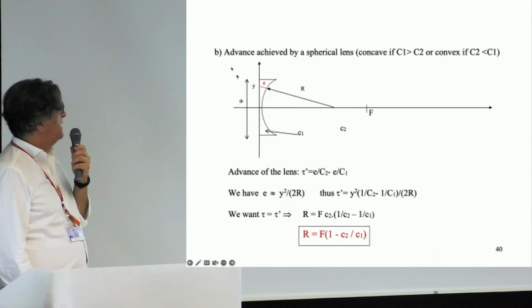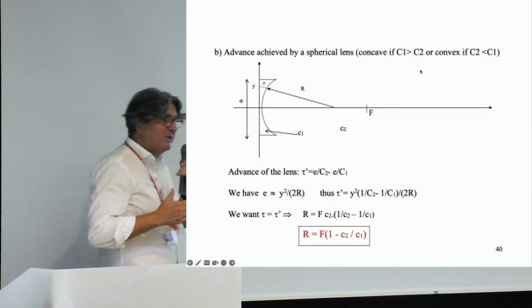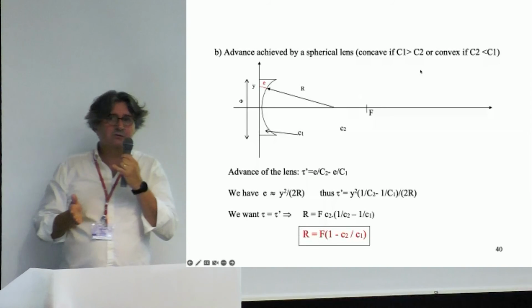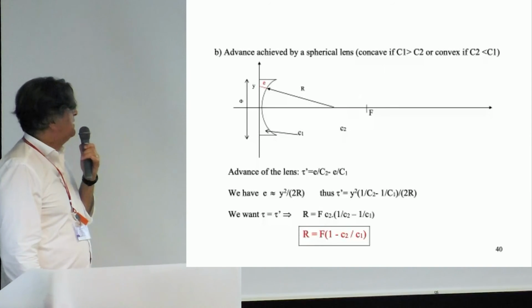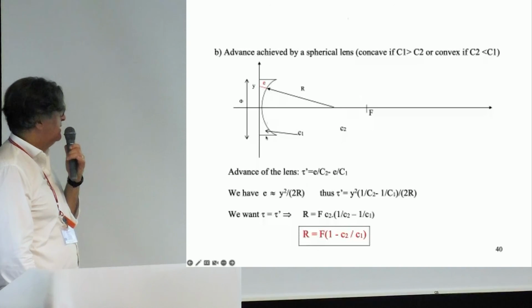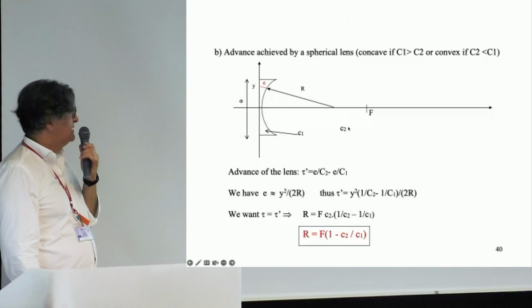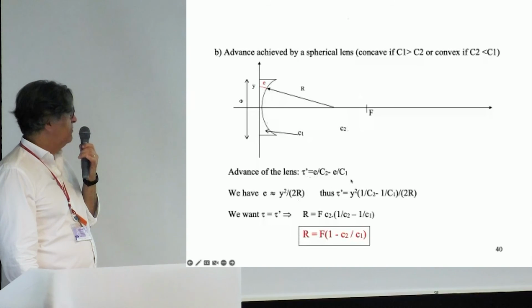If you create an advance achieved by another material that you add in front of your transducer, then it doesn't have exactly the same property. So this one has a specific celerity C1, while the medium has a celerity C2. And then you want to create an advance length such that the time advance tau prime is given by this formula.